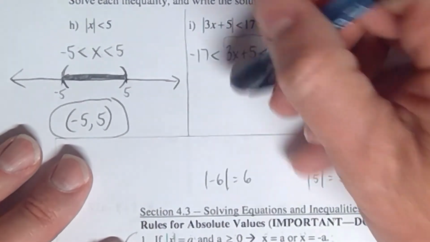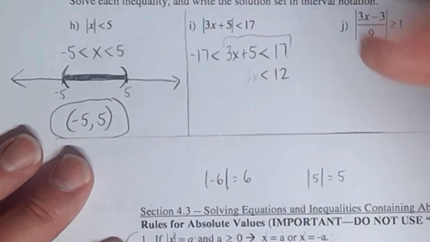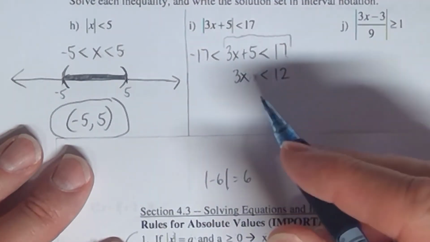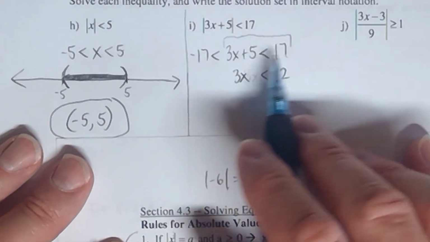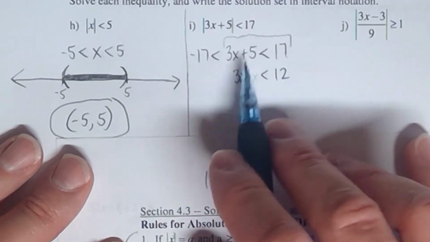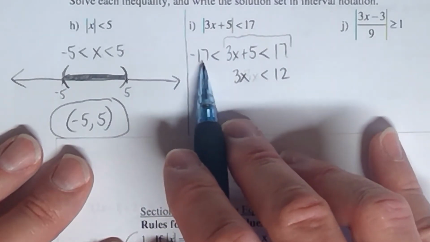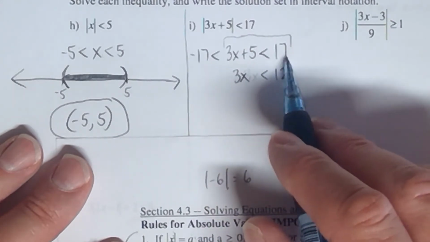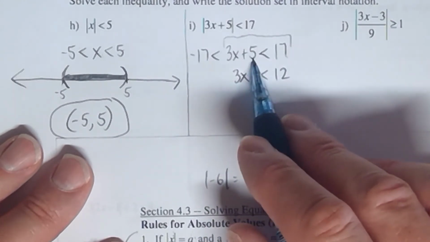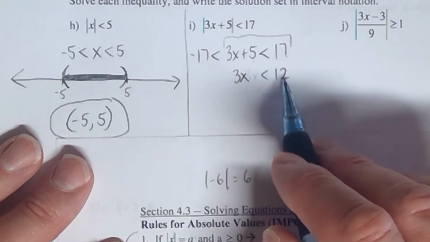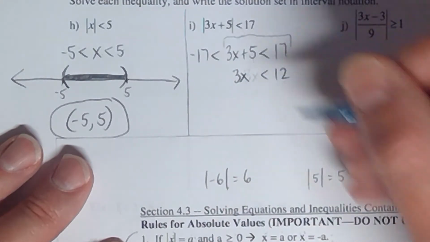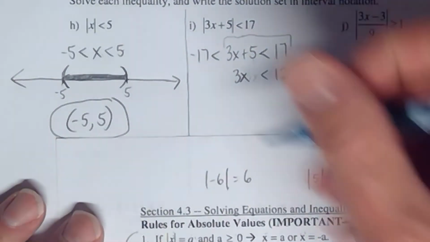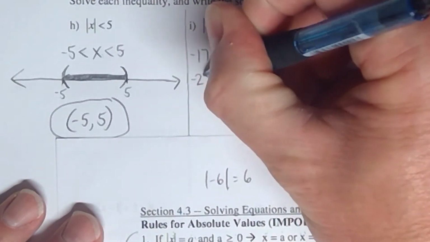My point is that whatever steps you do to these 2 parts right here, you do that same thing to this 3rd part over here. So since I subtracted 5 from these 2 parts, the 5's cancel here, and you get 17 minus 5 here. I'm also going to subtract 5 from the negative 17 as well. And that gives me negative 22.